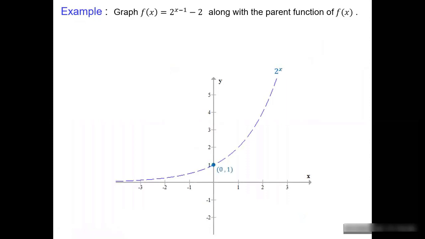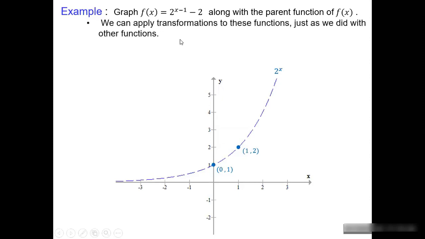And remember that we have 0, 1 is on every exponential parent function. And the second point that we'll be using is always 1, 2. So we're going to plot these 2 points for our exponential and then draw our curve in order to create our parent function. Now we recognize that transformations of these types of functions work just like transformations of any other function, whether it be quadratic or absolute value or any parent function.